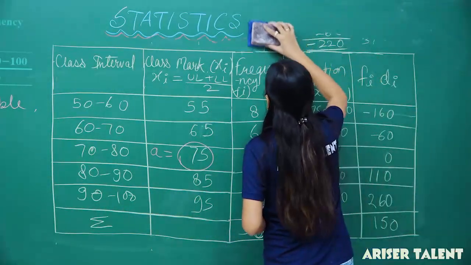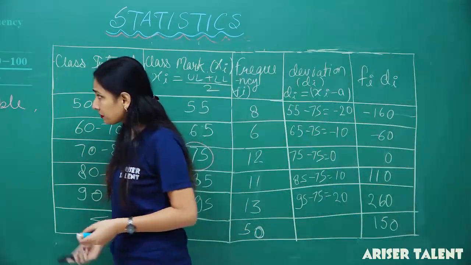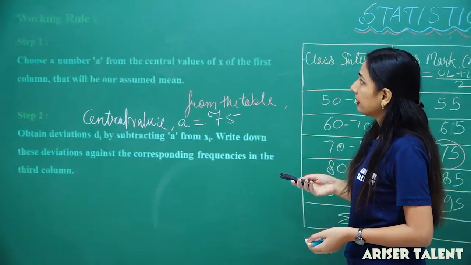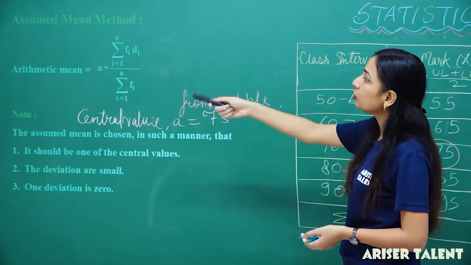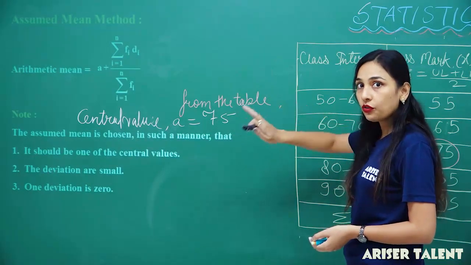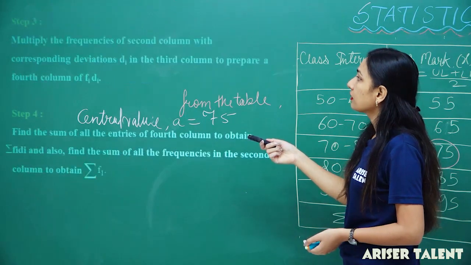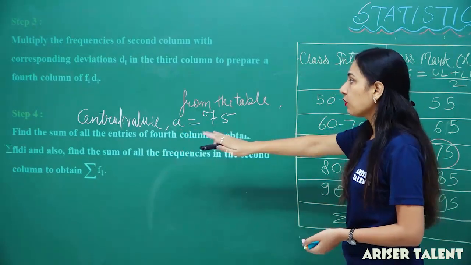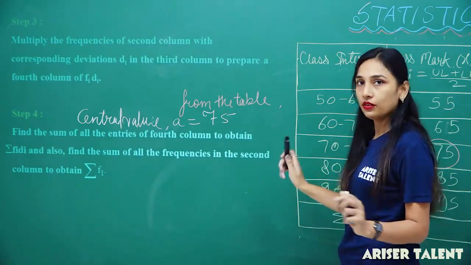This rough calculation has to be omitted from there. Okay, done with that. Now, students, in the assumed mean method, we have done this first thing. The second thing, a formula: the assumed arithmetic mean is equal to A plus this formula. The third step, multiplication, we have done. Fourth, find the sum of all entries: the fourth column fi di and the summation of frequency, we have done that.